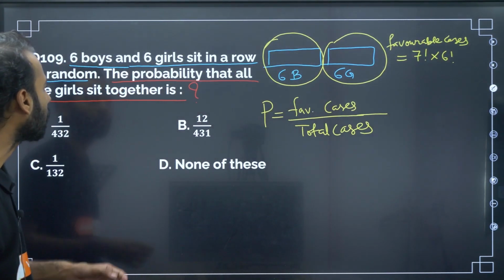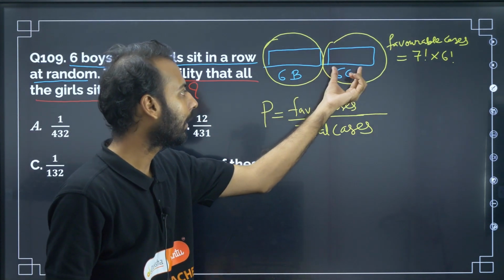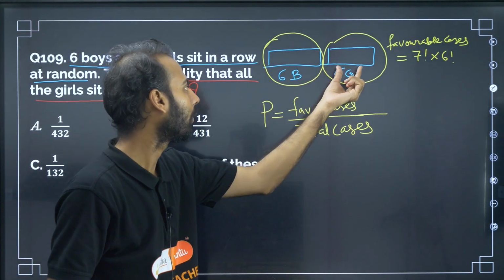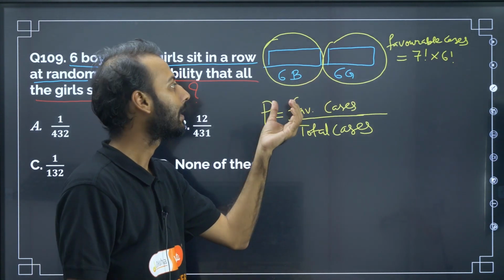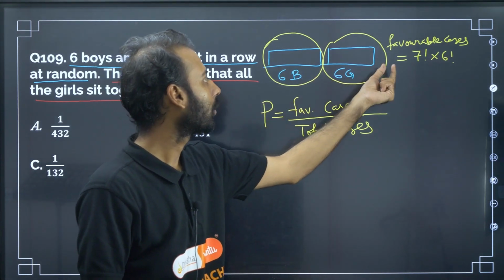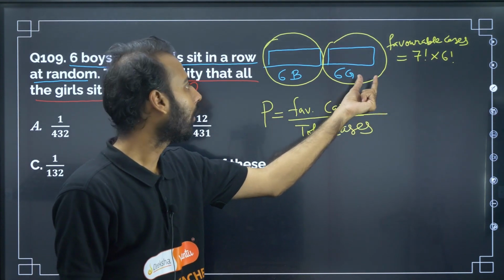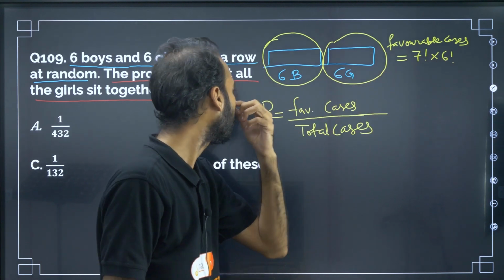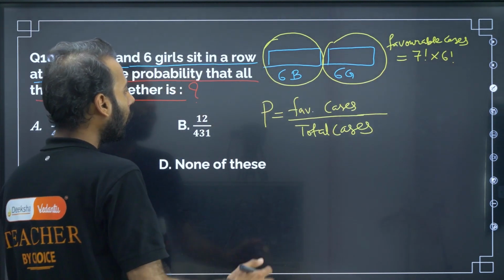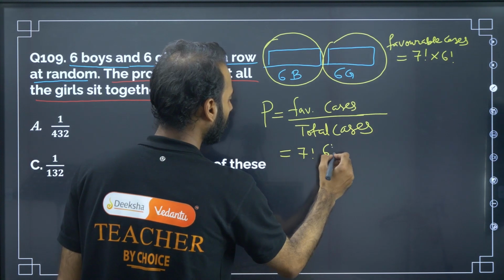Once again I will read the question. The probability that all the girls sit together means all girls are in 1 unit, that I will count as 1 unit, and these 6 boys as 6 units. So total 7 things we have to arrange. If n things we have to arrange, then it is n factorial, so 7 factorial. And also these girls among themselves can be arranged in 6 factorial ways. So favorable cases is 7 factorial into 6 factorial.